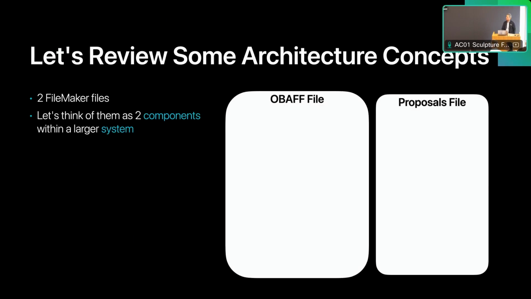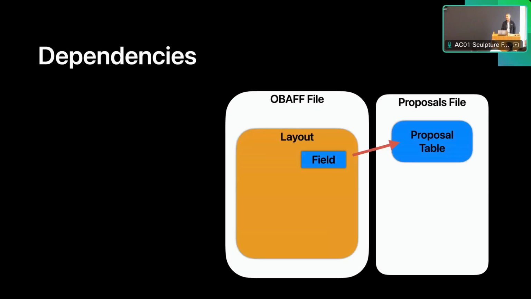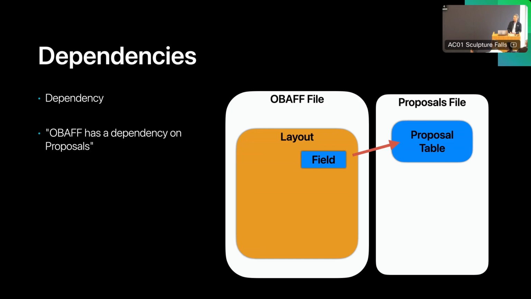And we can think of these two files as two components within the larger system, and they interact with each other, right? So we might have a layout in one file, and that layout has a field that has a direct reference to the other file. So this would be an external data source for us, right? This is common in FileMaker solutions. If you have a field like this, we call that a dependency, and we would say that OBAF has a dependency on proposals.